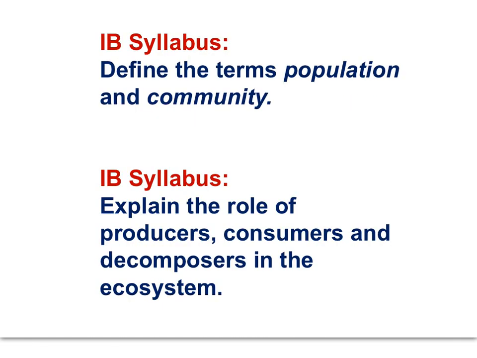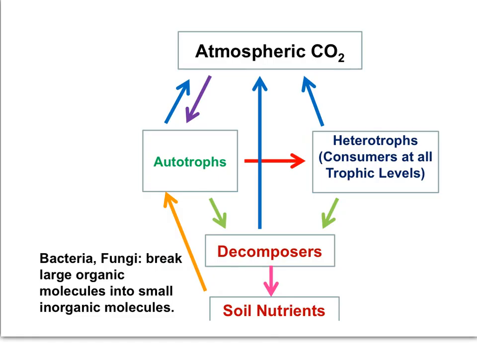Hopefully at this point you feel comfortable with these IB syllabus statements: define the terms population and community, explain the role of producers, consumers, and decomposers in the ecosystem. Hopefully you can identify all of the flows shown in this simple diagram of a community system. And can you identify which flows are transformations and which are transfers? Turn the movie off now or follow along with me.